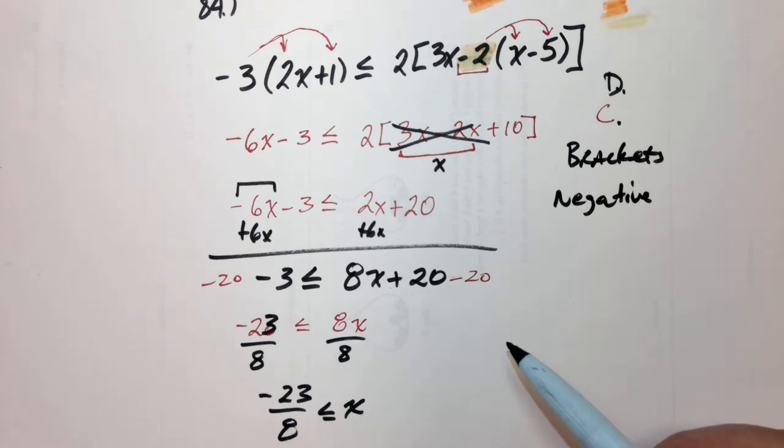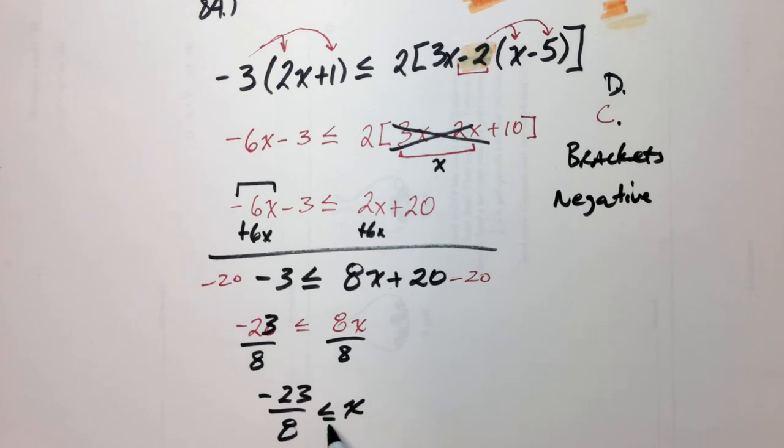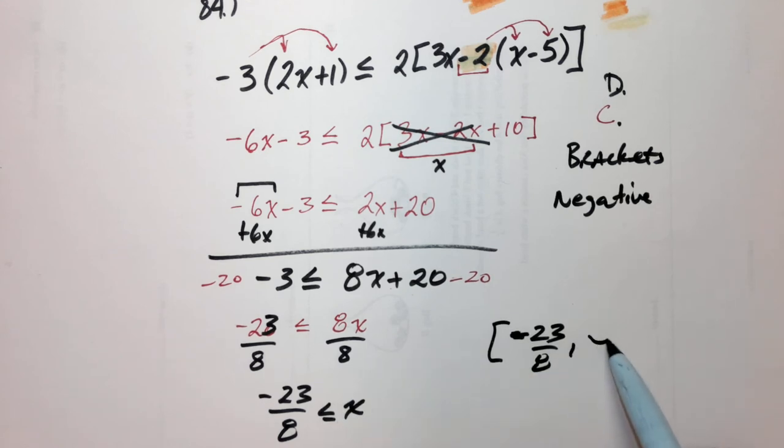Questions so far? Okay. Our answer in a set. So you can't go by the arrow here. Because look, this is x is bigger than that. That means the smallest possible answer is actually -23 over 8, and x is bigger than that. So it's that to infinity and beyond.